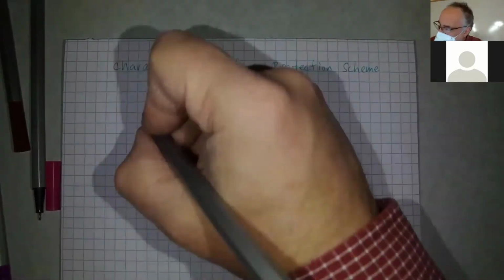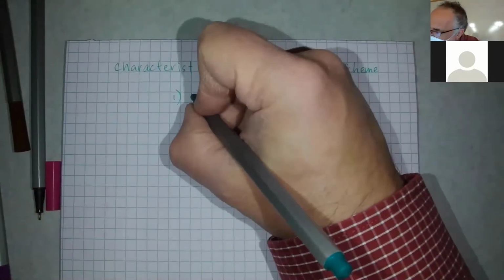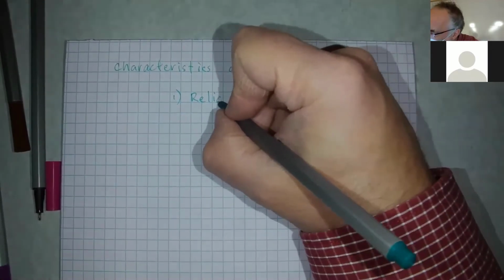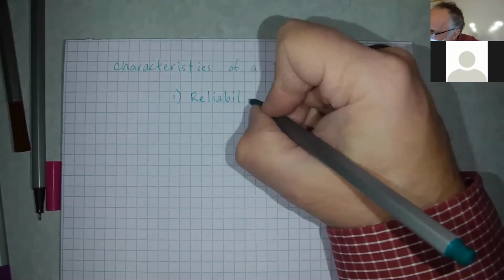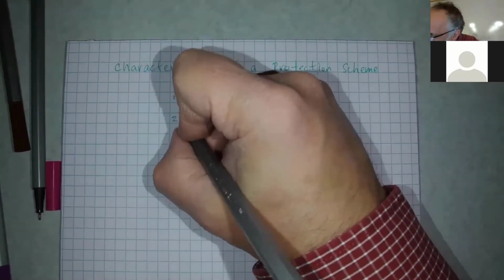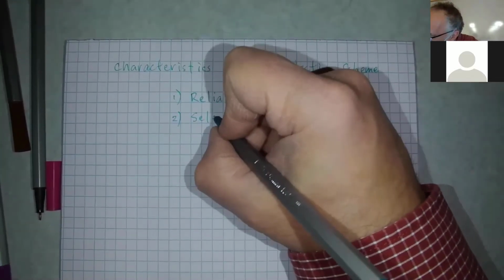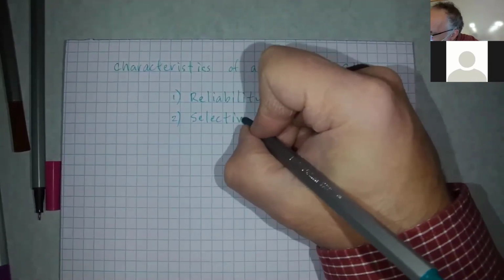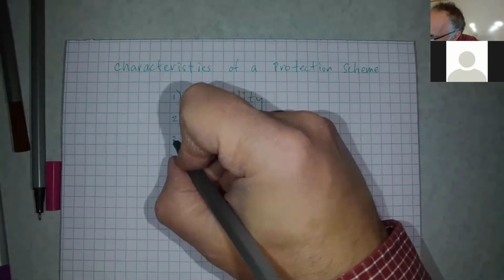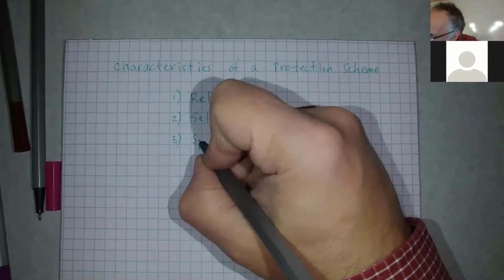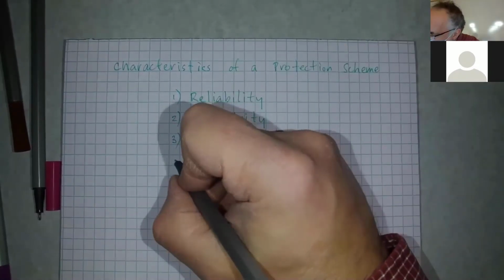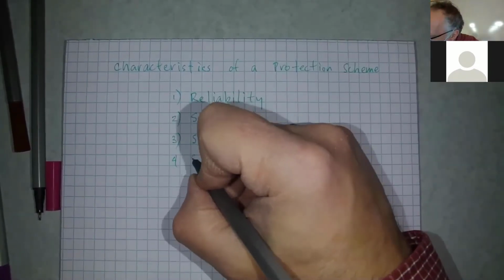Okay, so the things we want: reliability. We want selectivity. We want speed. We want simplicity.